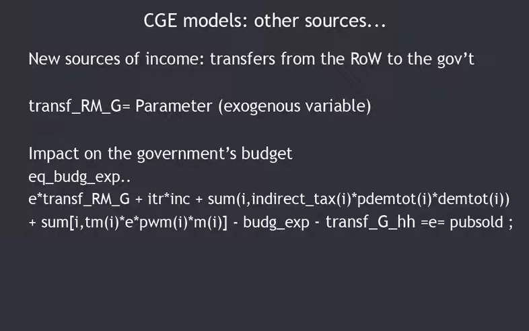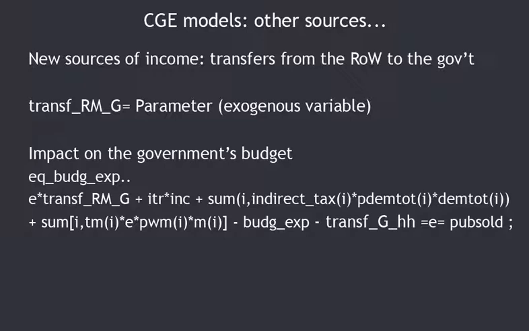We also introduce another source of revenue for the government. These are the transfers from the rest of the world. This may be, for example, foreign aid. So this is a new parameter called trans_RM_G, and this is obviously an exogenous variable. It changes the equation describing the government's budget. So this equation becomes public sold is equal to transfers from the rest of the world to the government, plus income tax, plus indirect tax, plus custom duties, minus public consumption, minus transfer from government to households.